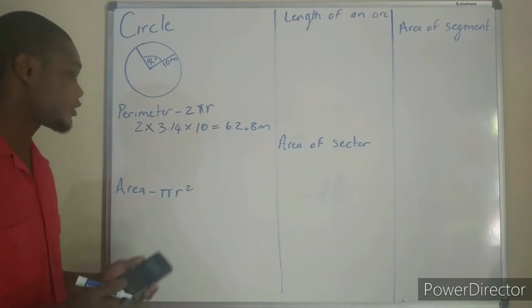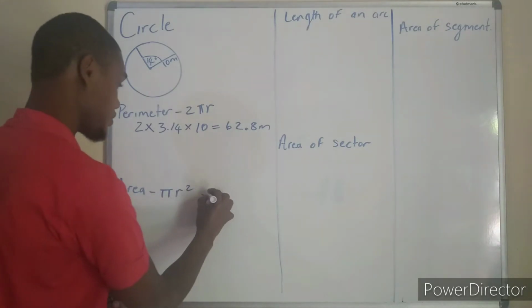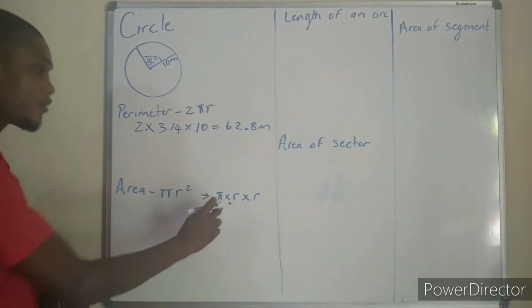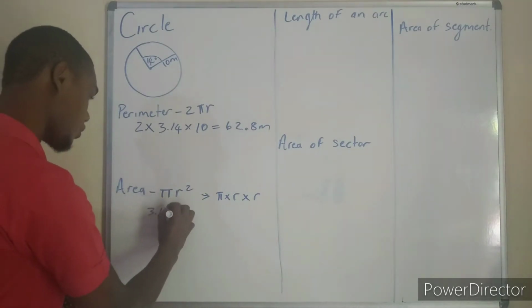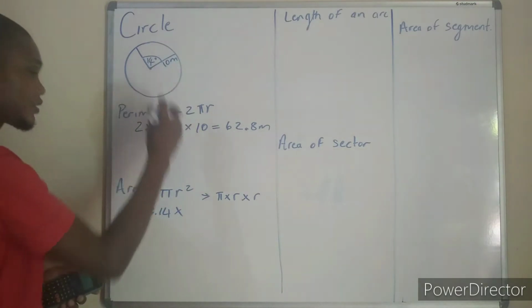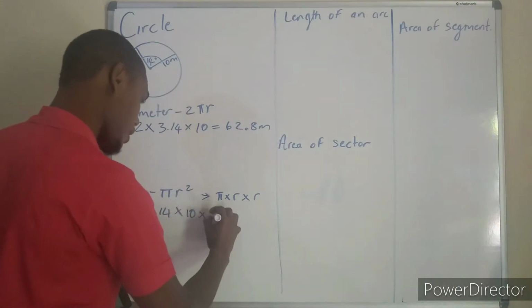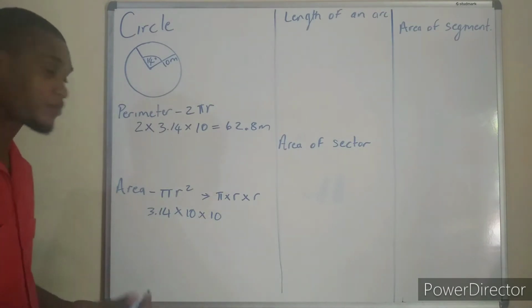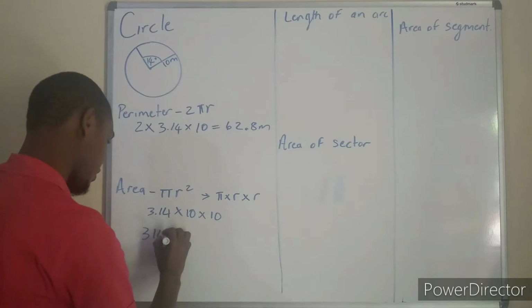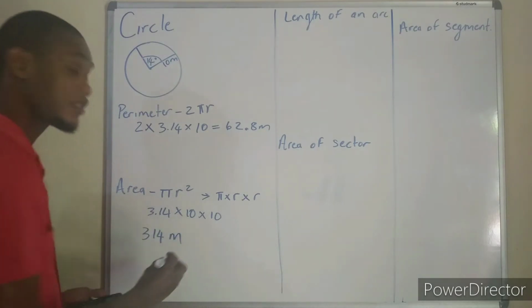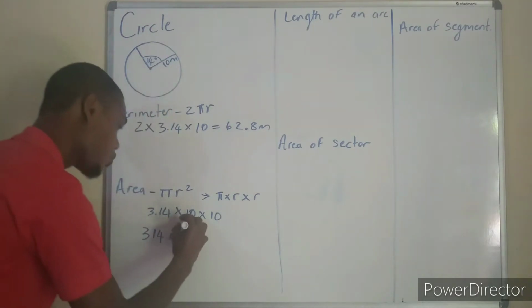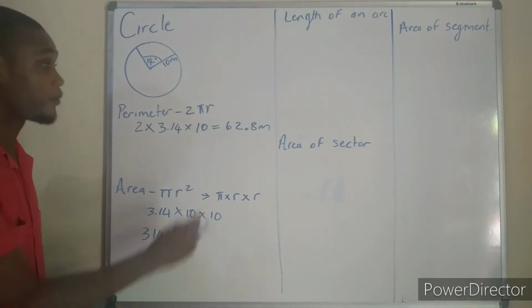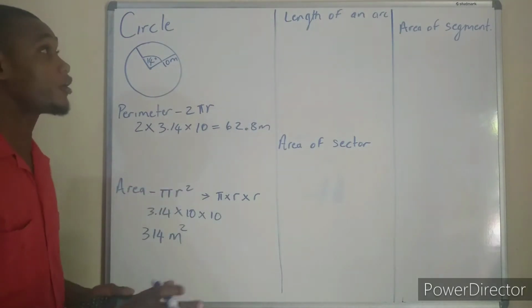Now with the area of the circle, it's pi r squared, which is translated as saying pi multiplied by r multiplied by r. The value of pi is 3.14 times r, which is 10, times r again, which is 10. So that's basically saying 100 multiplied by 3.14. And that will give you 314 meters. Because it's area, you will have to put your 2 above because it's squared. Once it's area, it must be squared. Perimeter does not have any squared.